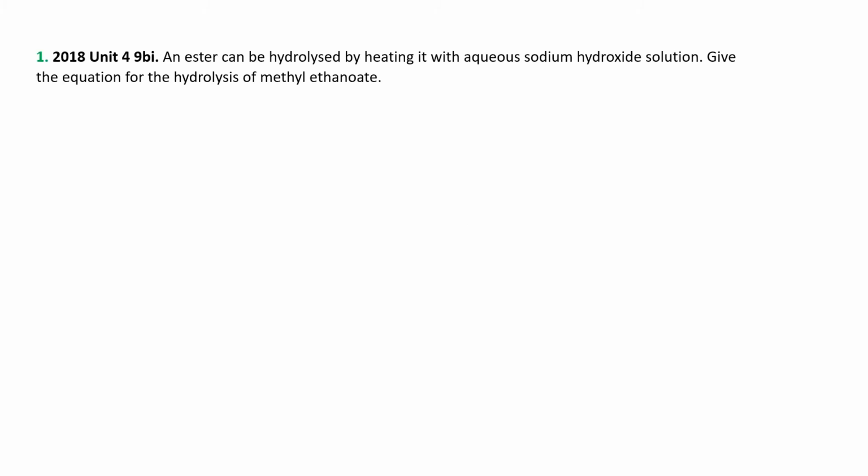So starting off with some easy ones, esters can be hydrolyzed by heating with aqueous sodium hydroxide. Give the equation for the hydrolysis of methyl ethanoate, where here's the methyl ethanoate formed by ethanoic acid and methanol. Put that in basic solution. Now do remember it's in a basic solution, and so we will split it up again, not into the acid and the alcohol. There's the alcohol, but instead of the acid we have the sodium salt of the conjugate base of the acid, so ethanoate rather than ethanoic acid, because we are in basic solution.